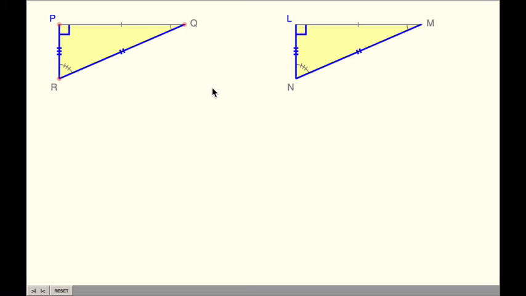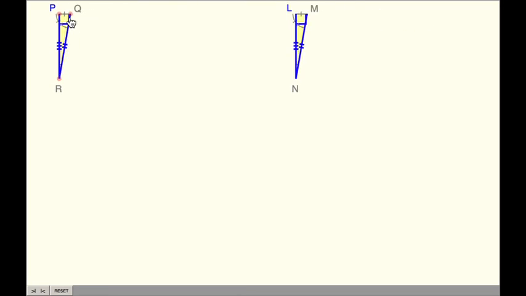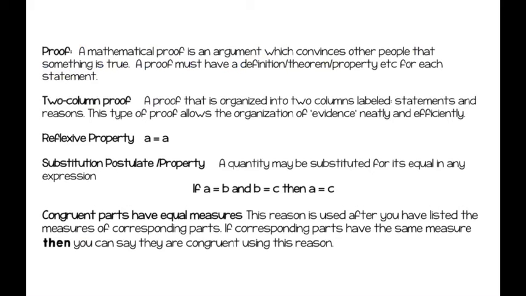If you remember with side-side-angle, it didn't work because there were two possibilities. Because of the right angle in this one, it fixes the possibility. So it makes it impossible for you to take this leg and go on the other side with the hypotenuse and have it be a different triangle. It's going to be exactly the same because of the 90-degree angle.